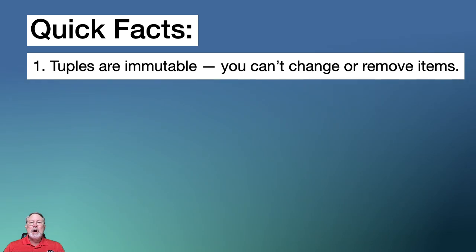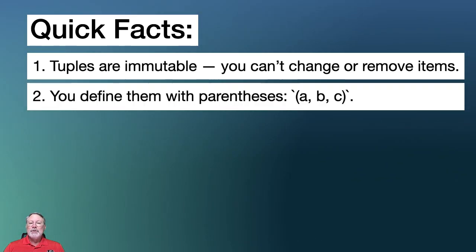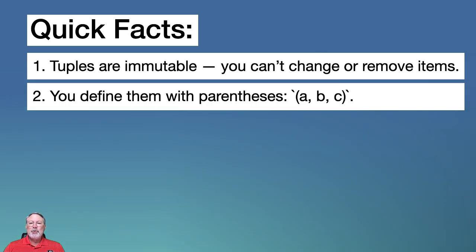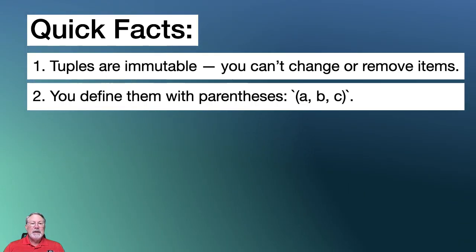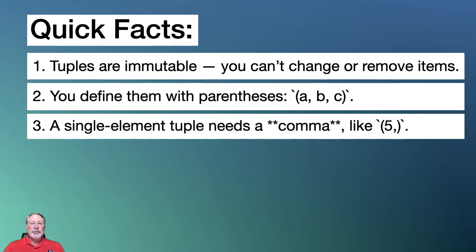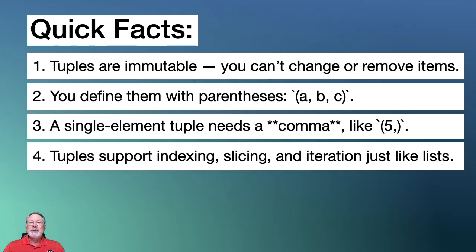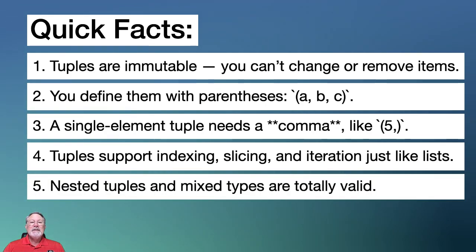Let's go over some quick facts. Tuples are immutable. You can't change or remove items. You define them with parentheses and you separate each element with a comma. A single element tuple needs to still have a comma, like this one. Tuples support indexing, slicing, and iteration, just like lists. And nested tuples and mixed types are totally valid.